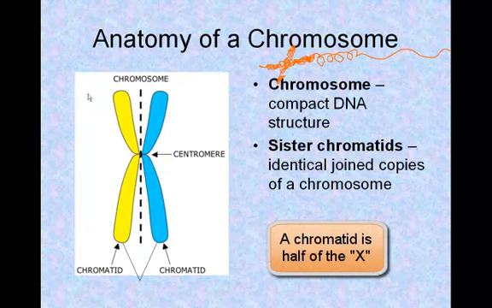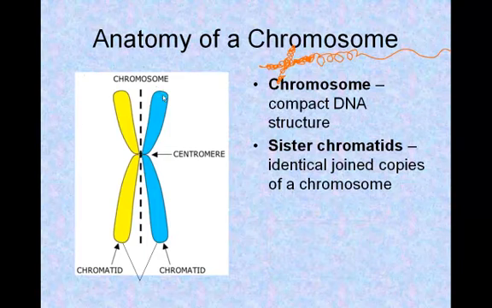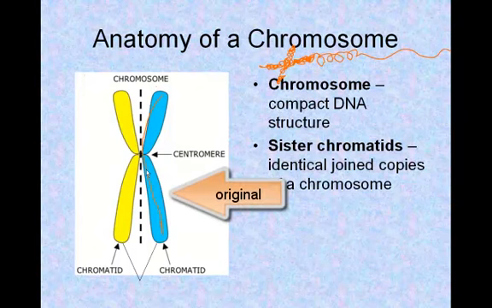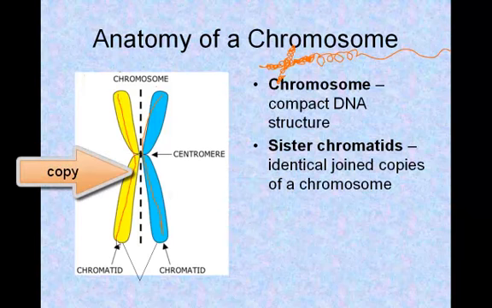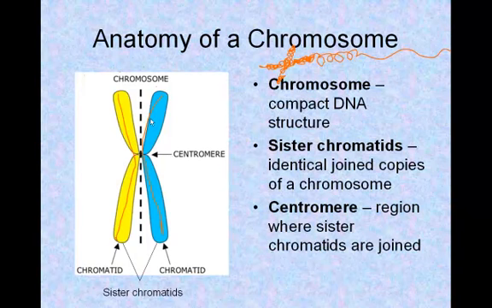So if you look here on the blue side, this would be your original, and then during the S phase it makes a copy of itself, which would be the yellow side. So they're identical, and each side occupies one half of the chromosome. They're sister chromatids. And they're joined at the centromere, which is this central area right here where they're held together. So you're going to need to know those parts of a chromosome.